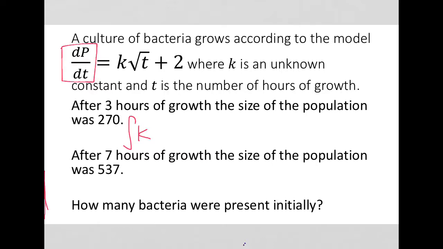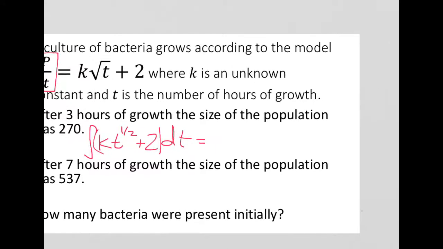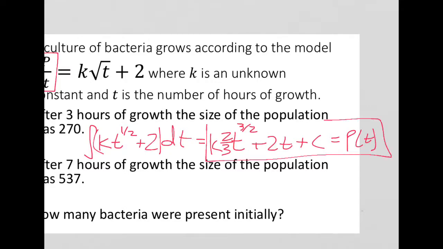But we're going to integrate this function, k times t to the 1/2 plus 2, with respect to time. And so when we integrate that, we get t, instead of 1/2, we add 1, so we get t to the power of 3/2, which means we're going to multiply by 2/3, which is the same as dividing by 3/2. The k is still hanging out front, and we have plus 2t plus c. This is our P of t population function. But the problem is we don't know what c is, and we don't know what k is.